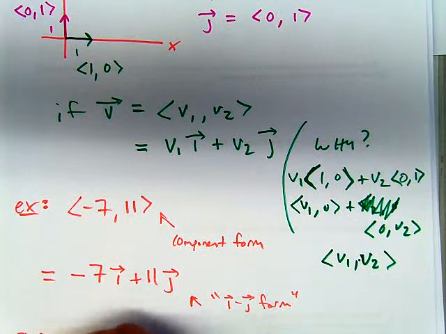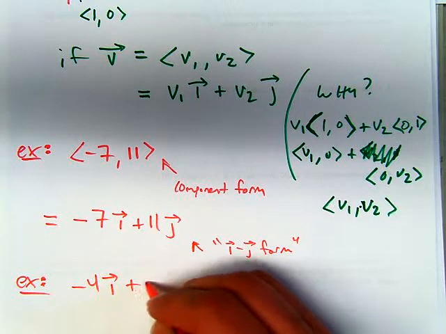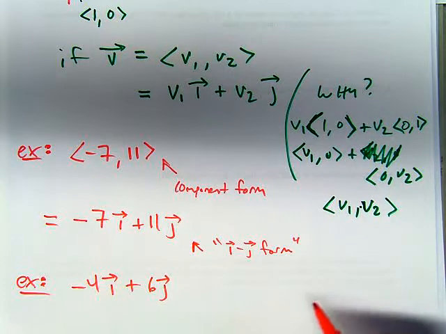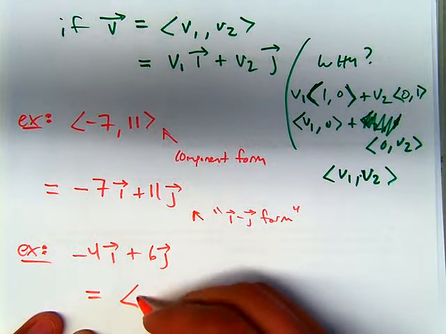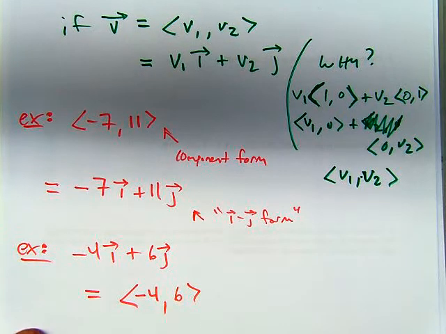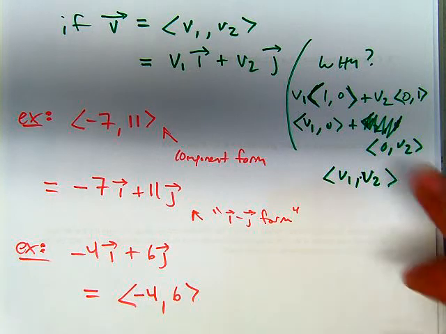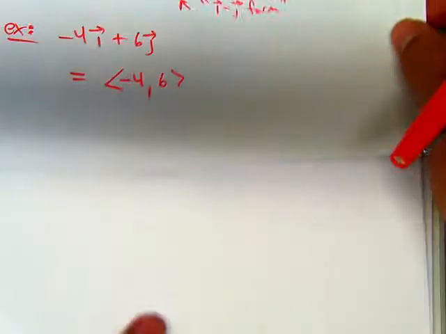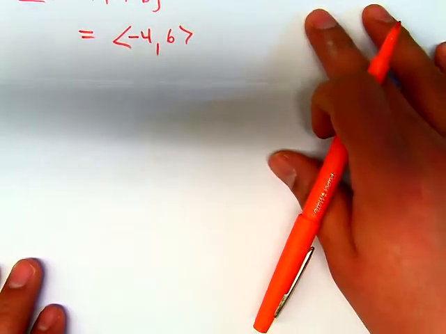Another quick example, going the other direction. If we have the vector negative 4i plus 6j, if I wrote it in component form, it would just say that the horizontal component is negative 4 and the vertical component is 6. Okay, so these are pretty straightforward computations. Now we just have two more little problems that are somewhat common in this section.